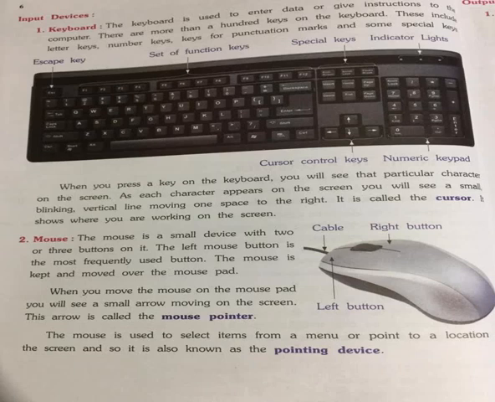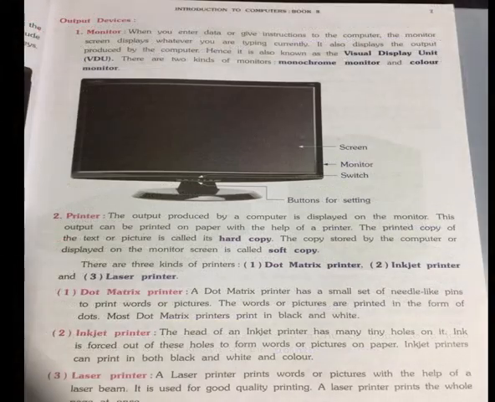Our next topic is output devices. First is the monitor. When you enter data or give instructions to the computer, the monitor screen displays whatever you are typing currently. It also displays the output produced by the computer. Hence it is also known as visual display unit, or VDU.